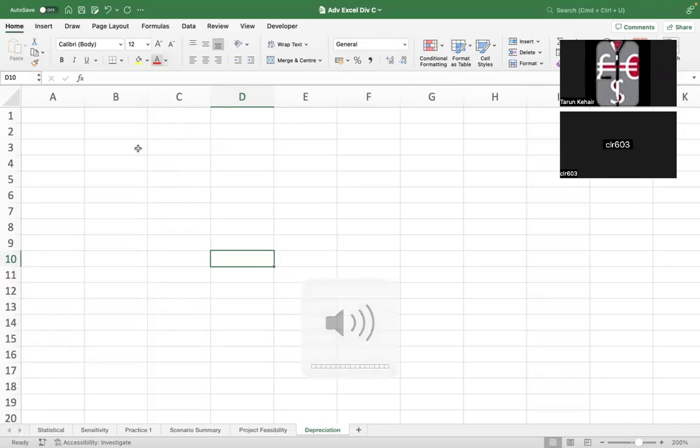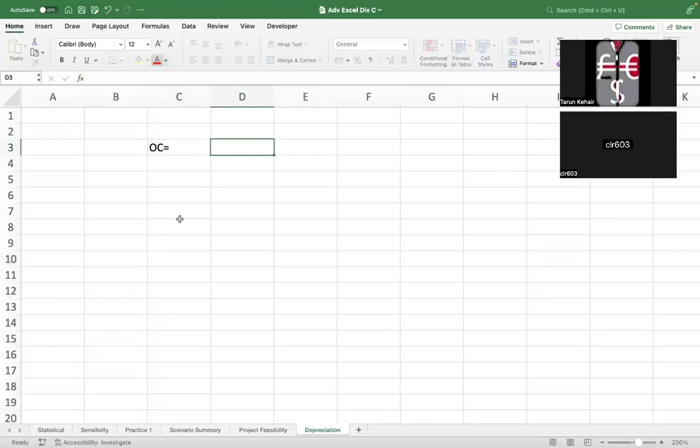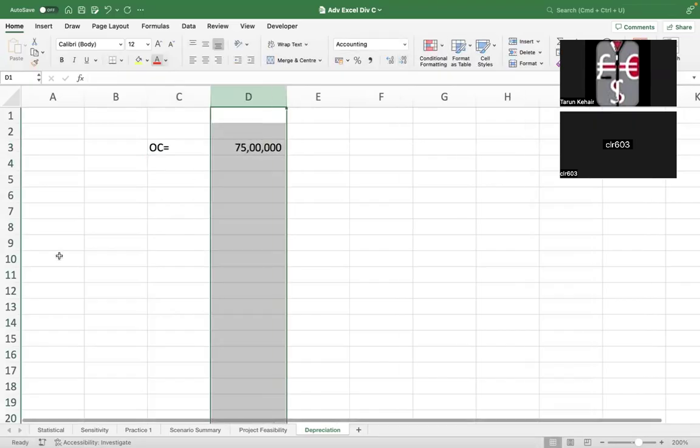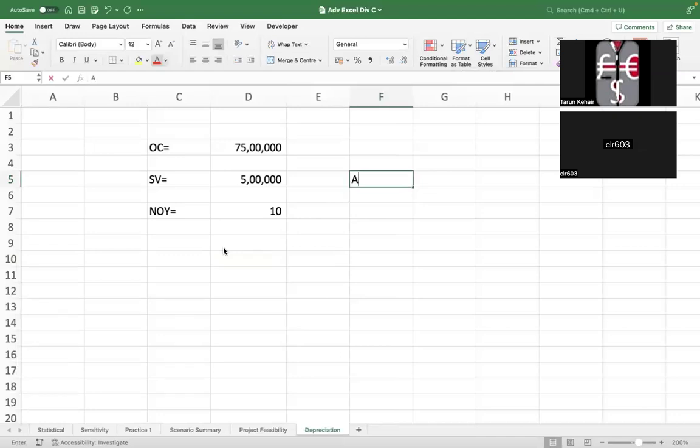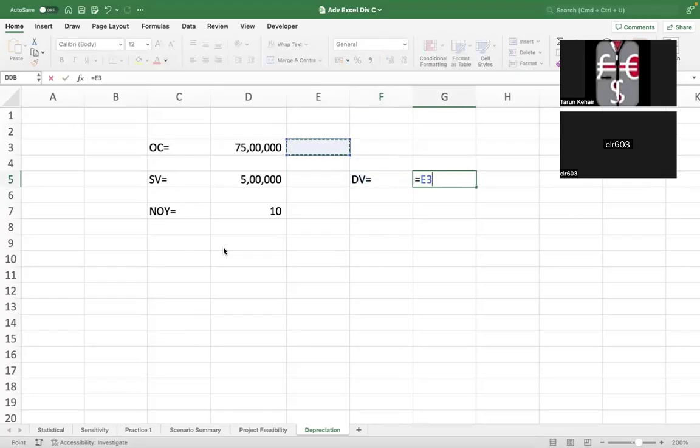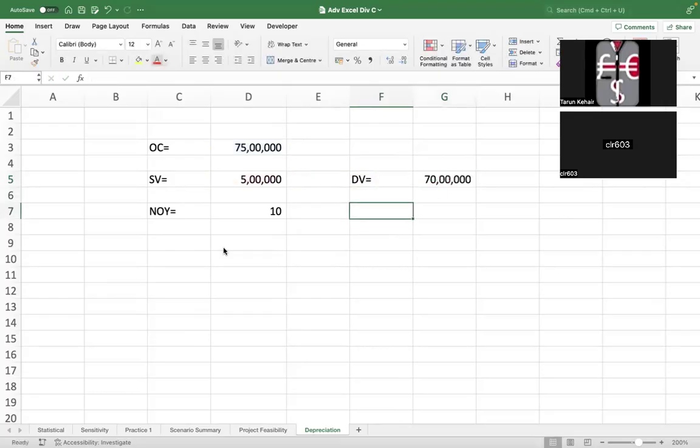Okay, so we will start with the concept of depreciation, which has already been explained to you. And now let's take the dummy case, which I mentioned. The original cost of the asset was 75 lakhs. The salvage value was 5 lakhs and the number of years was 10, which means the SLM depreciation, if you first take the depreciable value, it is 75 minus 5, which is 70 lakhs.